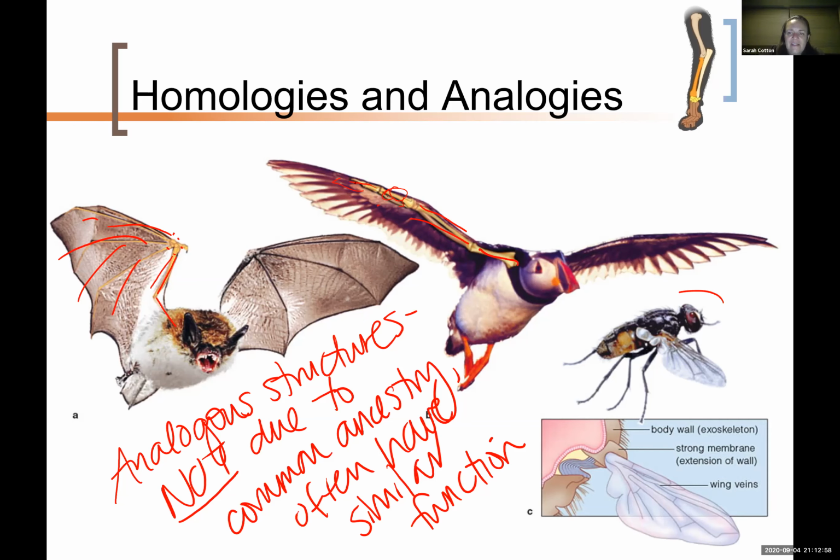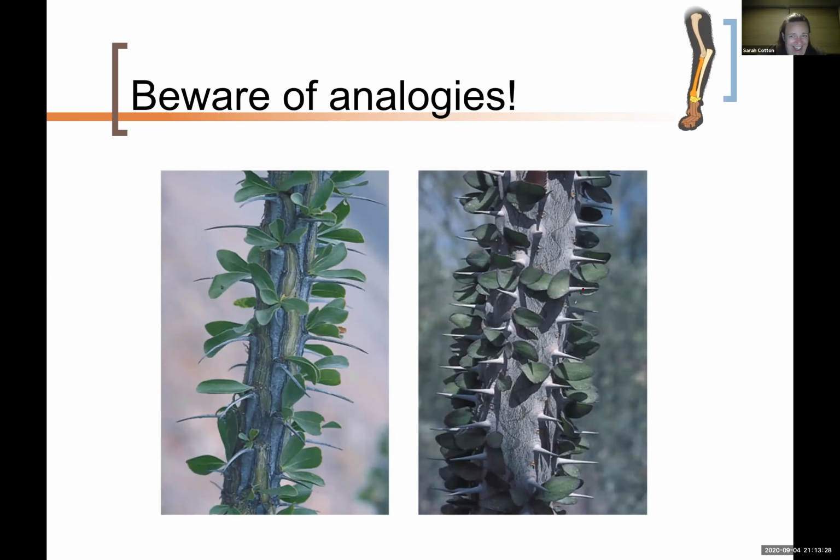So these wings compared to the other two are analogous. So similarity in function, but not due to common ancestry. So the puffin wing and the fly wing, analogous. The bat wing and the fly wing, analogous. The bat wing and the puffin wing, homologous. Yeah? Okay. Sometimes it's really hard to tell.